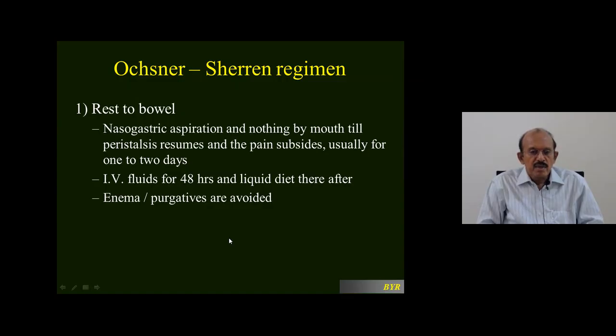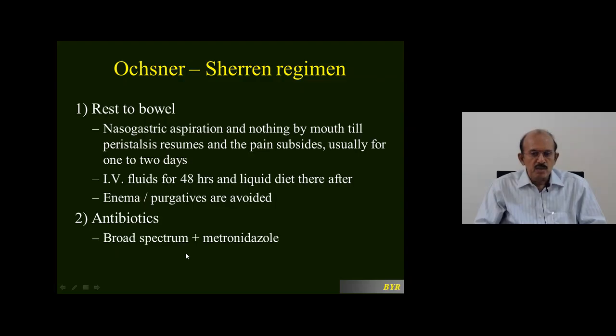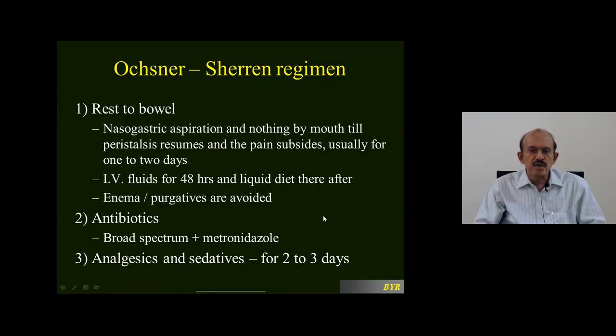It will increase the peristaltic activity, thereby aids in spreading of the peritonitis. That is why enemas and purgatives are completely avoided. Broad spectrum antibiotics, which cover gram-positive and gram-negative organisms, plus metronidazole to cover the anaerobic bacteria, are administered. Analgesics and sedatives are given for 2 to 3 days because pain will be more during that time.